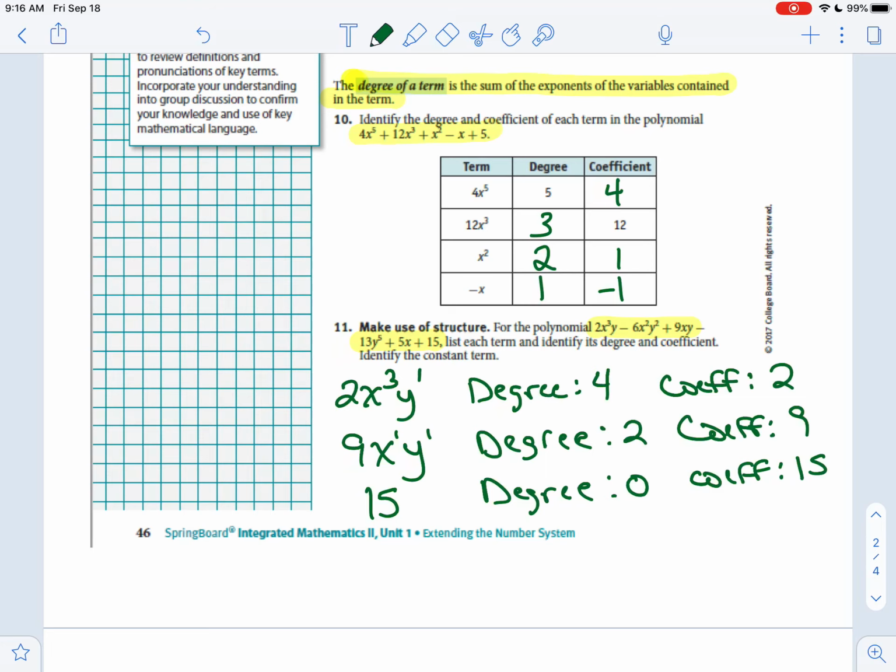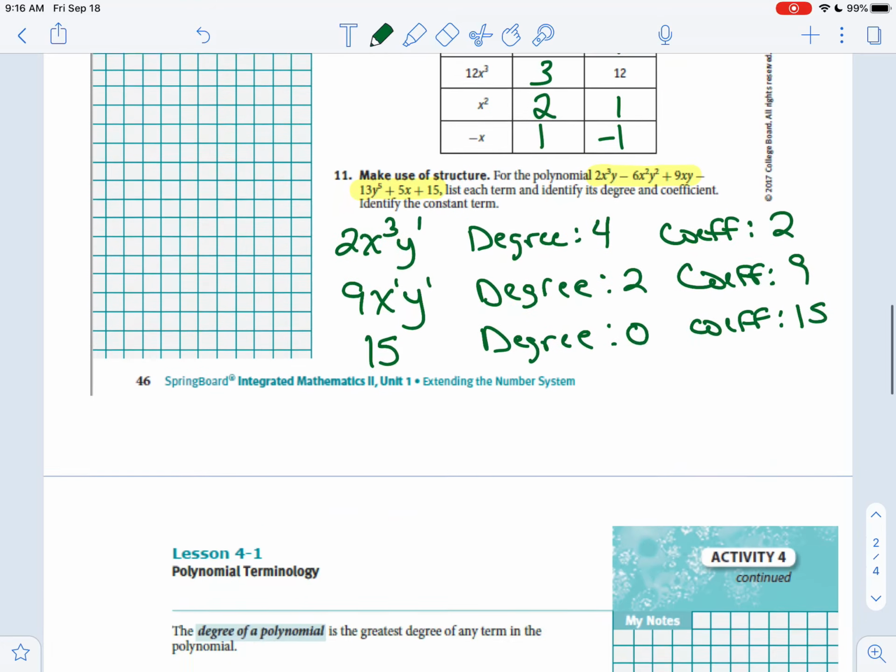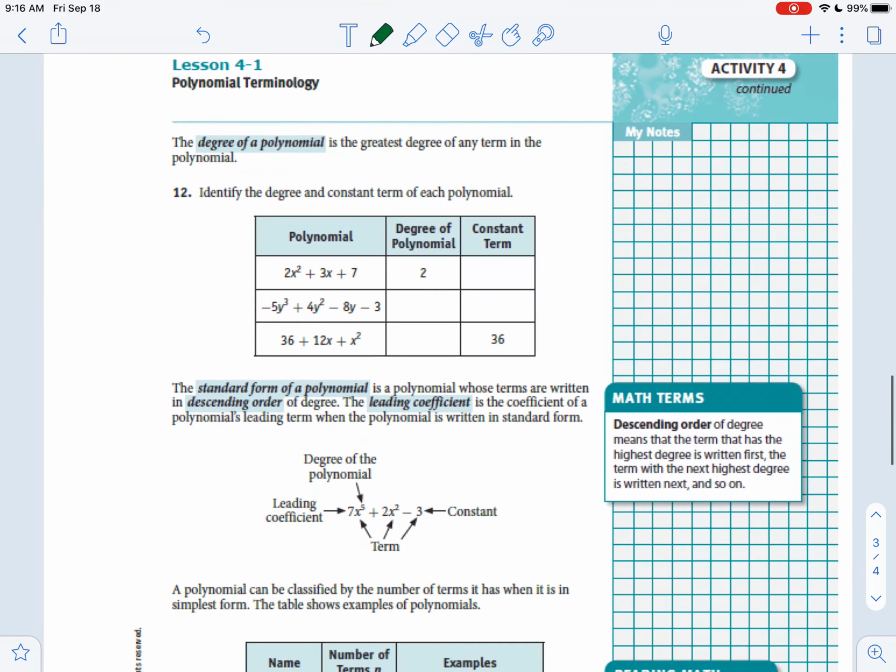All right, on the next page, page 3, we're going to talk about the degree of the entire polynomial now. And so when we get to talking about the degree of a polynomial, it's going to be the greatest degree of any term of the polynomial. Okay, so like if we were to take the first example, we can see that 2x squared is the term with the highest power. And so 2 is the degree of the polynomial. And then, of course, the constant would be 7.